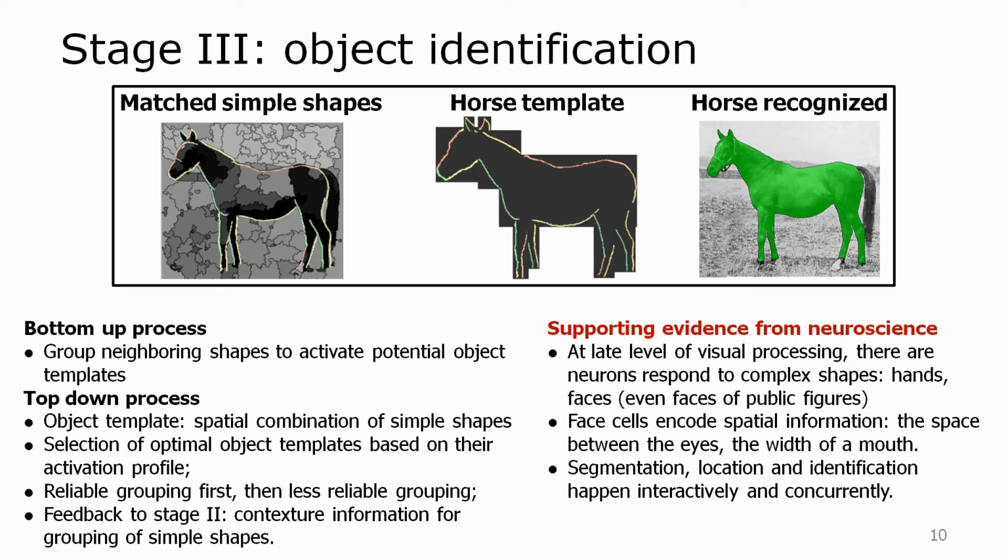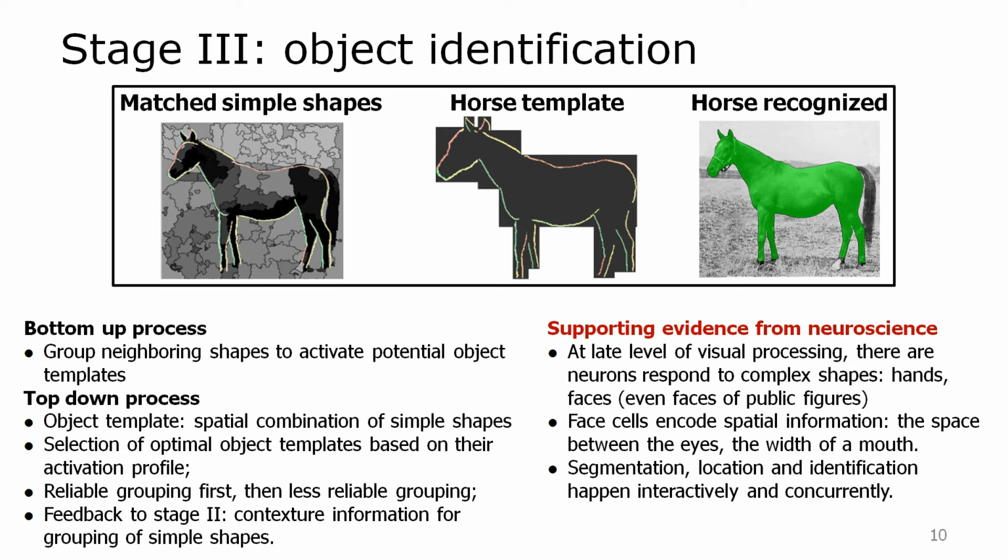The middle figure shows that when parts are put together in the right spatial relationship, the object is formed. Object templates correspond to neurons responding to complex shapes, such as heads, faces, or even faces of public figures. This stage also consists of bottom-up and top-down processes. In the bottom-up process, every part and its neighboring parts form different combinations, and they are matched against the object templates, and the templates with the highest score are activated.